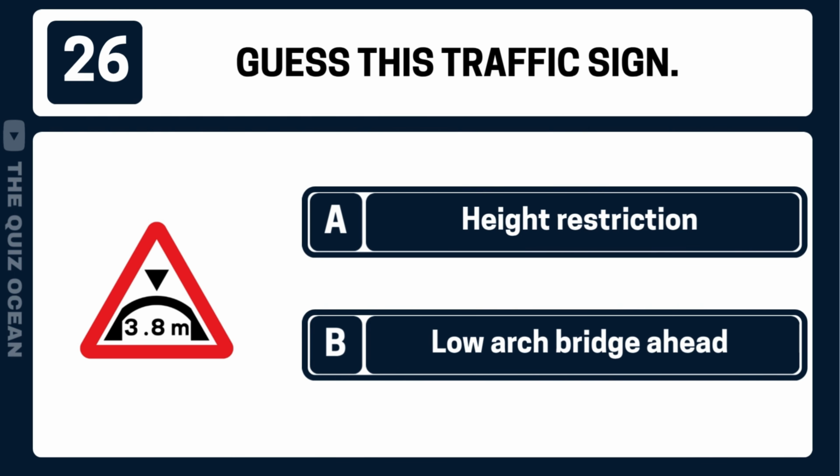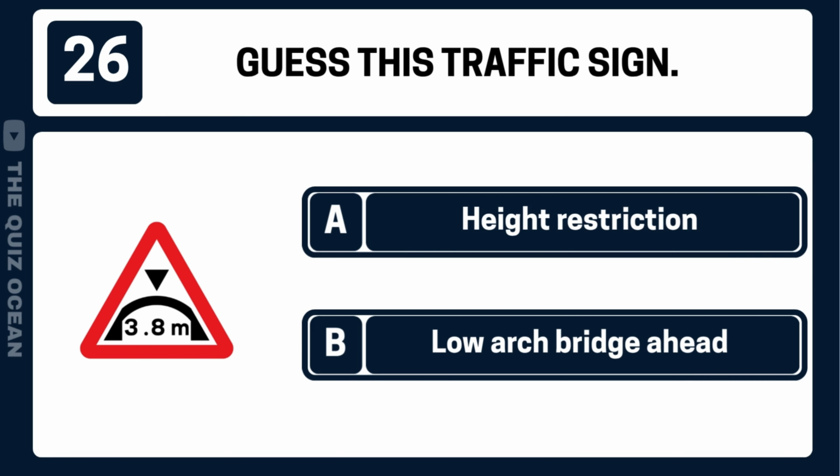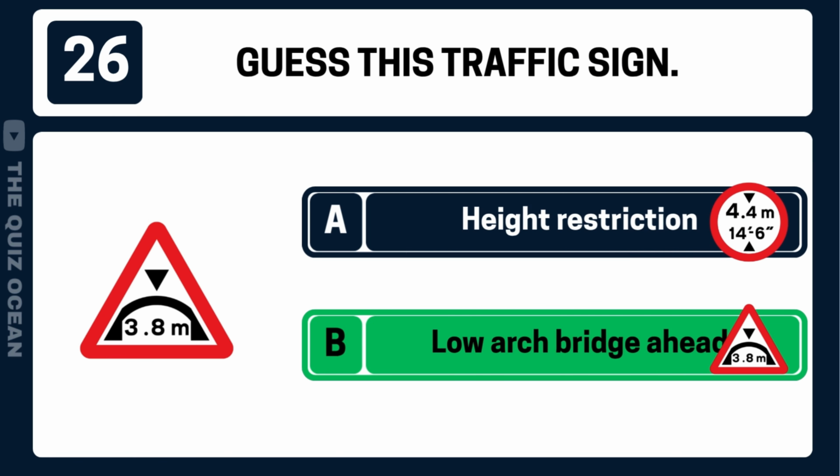Guess this traffic sign. A. Height restriction. B. Low arch bridge ahead. The answer is B. Low arch bridge ahead.